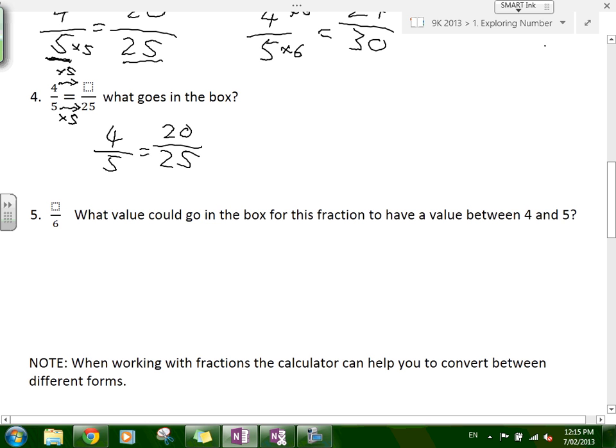Now have a look at this one. I'd like you all to have a think about it. You have something over 6 here. What value could go in the box for this fraction to have a value between 4 and 5? So what could go in the numerator here? So then it'd be 4.5 over 6. So what has to be over 6 for the value to be between 4 and 5?